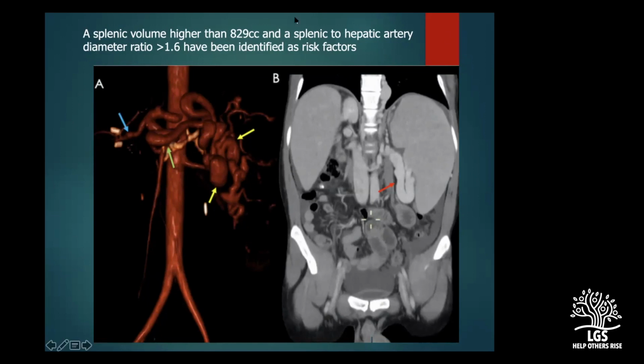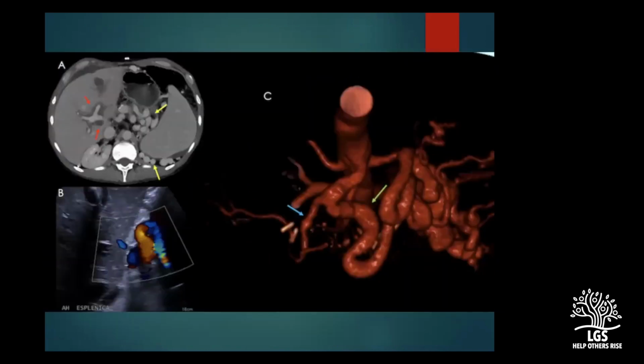So that can be very easily treated. The way to identify this is by looking at the splenic artery to hepatic artery ratio. If it is more than 1.6, that means the splenic artery is 1.6 times the size of the hepatic artery. That's when it is considered a risk factor for splenic steal syndrome. This is another view of the same thing, wherein you can see chunky vessels, chunky splenic arteries.